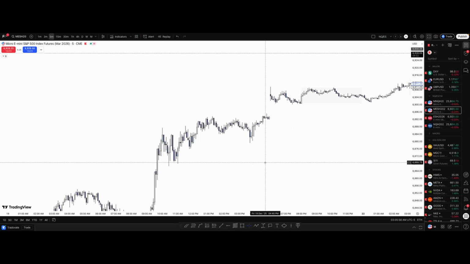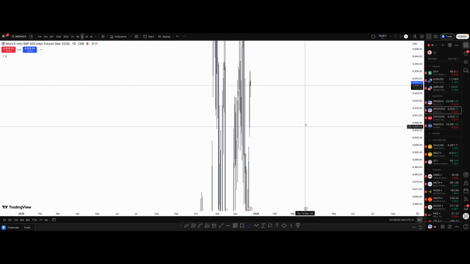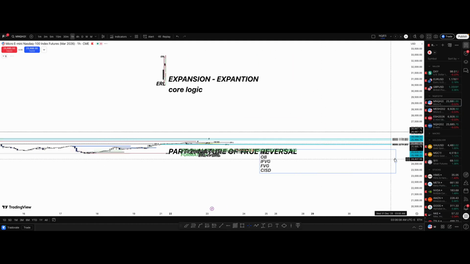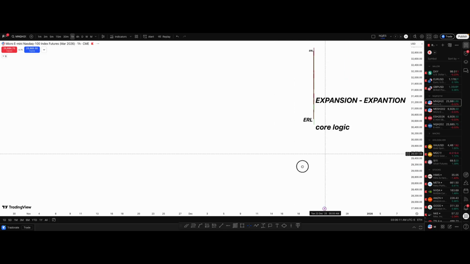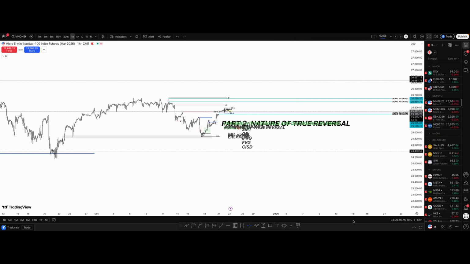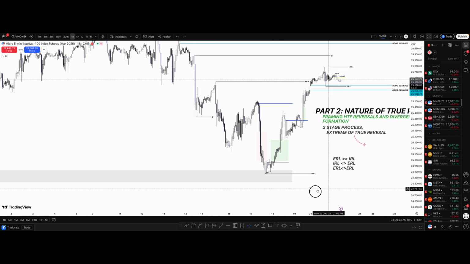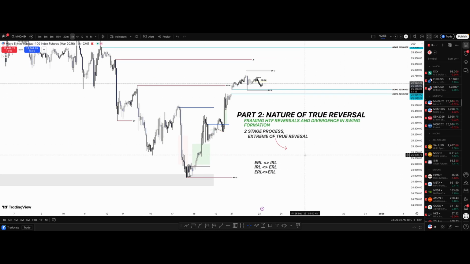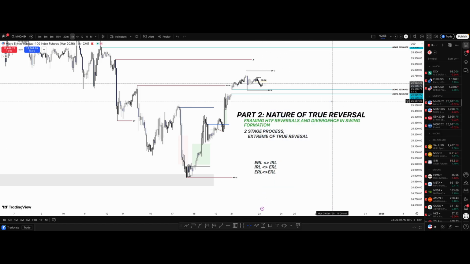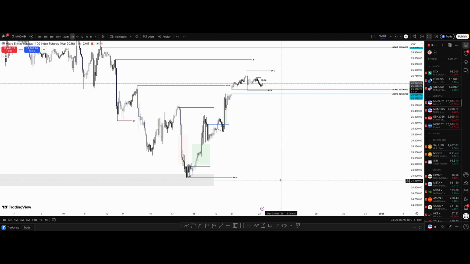If I look at my lower time frame, it's the same thing, bro. Every SMT is the same thing, just that the core logic is the low's been taken out in one, the other low's been not taken out in the others. You understand? That's the simple core logic.